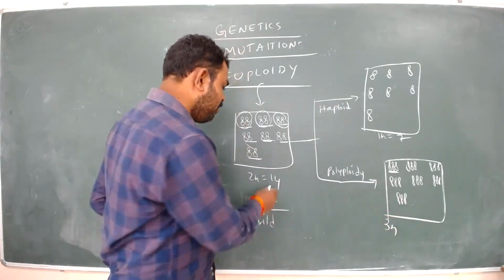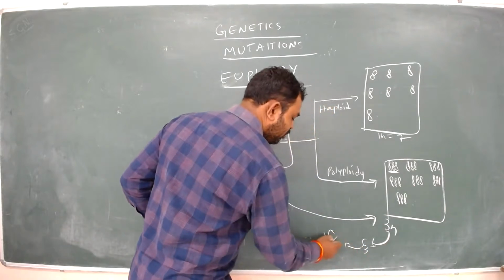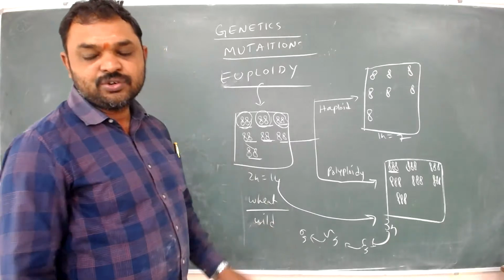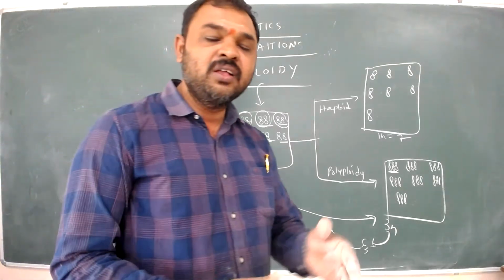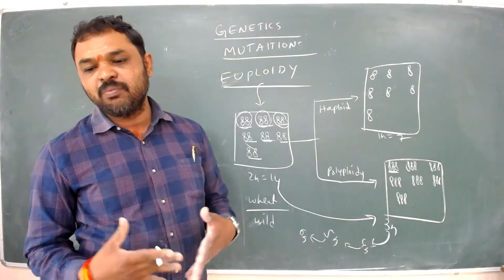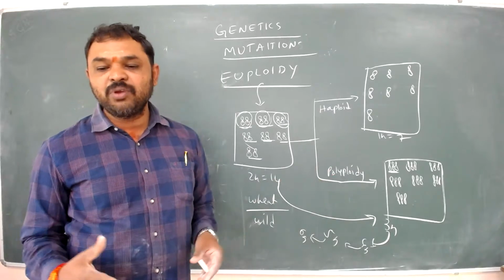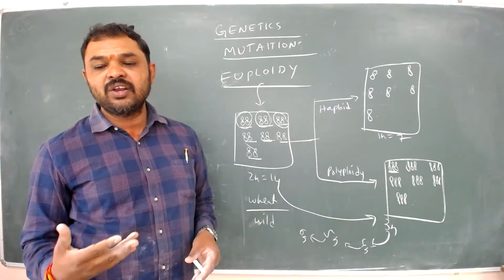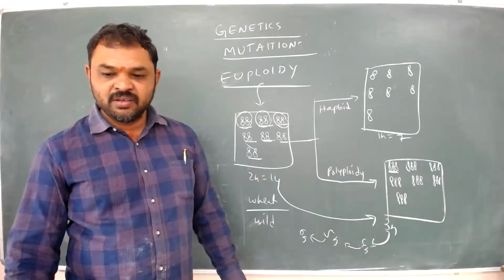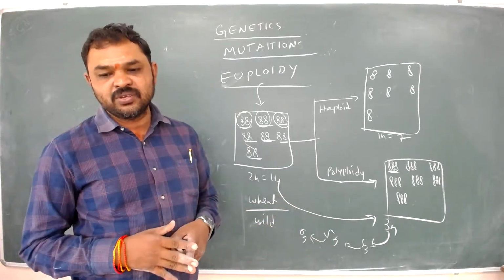Then 2n will become, how? Modified 3n. 2 chromosome sets, 4n; 3 chromosome sets, 5n; 4 chromosome sets, 6n, and so on. So from 2n, due to the addition of chromosomes to their original diploid set of chromosomes, polyploids can be formed. These polyploids are 3n triploid, tetraploid, pentaploid, hexaploid, and so on. Here these polyploids are again divided into two types.